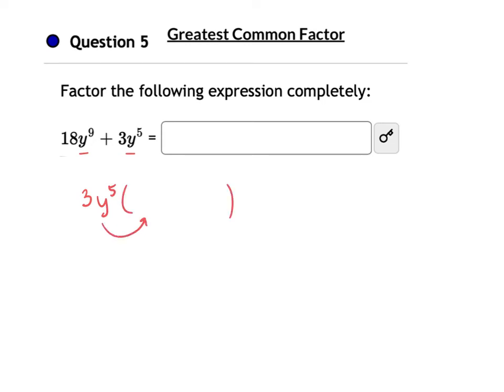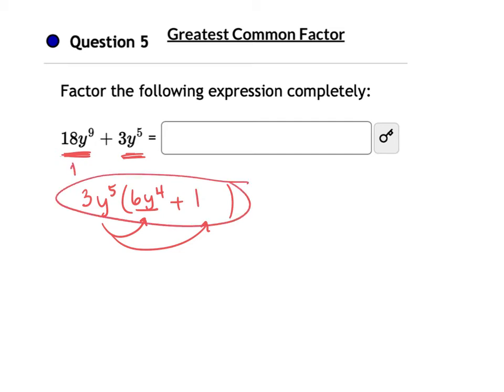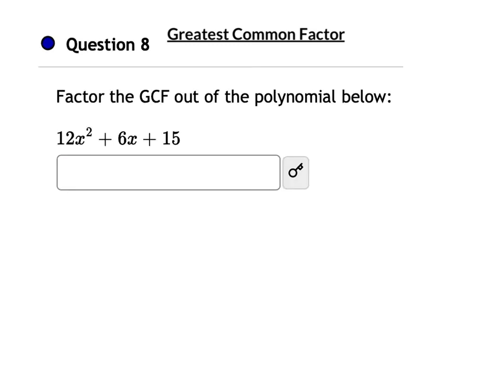3y to the 5th times the first spot makes 18y to the 9th. I need a 6 and 4 more y's, plus 3y to the 5th times something is 3y to the 5th. You must have that 1, or it won't distribute and be an equivalent expression.